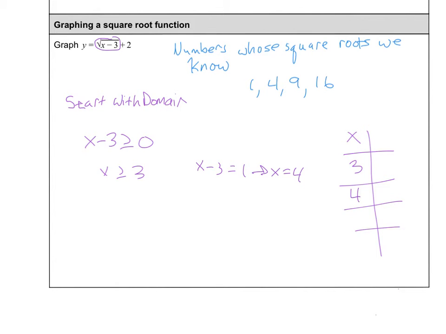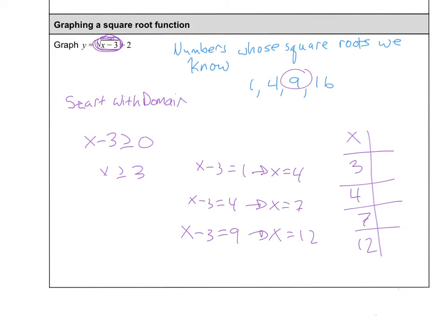Then I'll say, what makes this have to be equal to 4? What makes x minus 3 equal 4? Because I can square root 4. And if I solve that, pretty clearly I can see x is going to equal 7. And we'll just do one more for fun. What would make this underneath thing equal 9? What makes x minus 3 equal 9? And that would be 9 plus 3, which is 12. That's probably too many points.